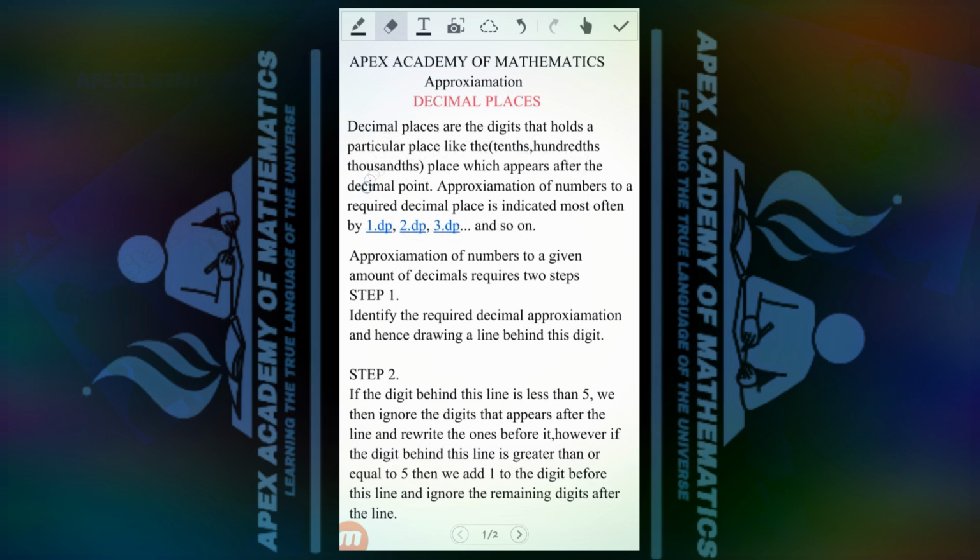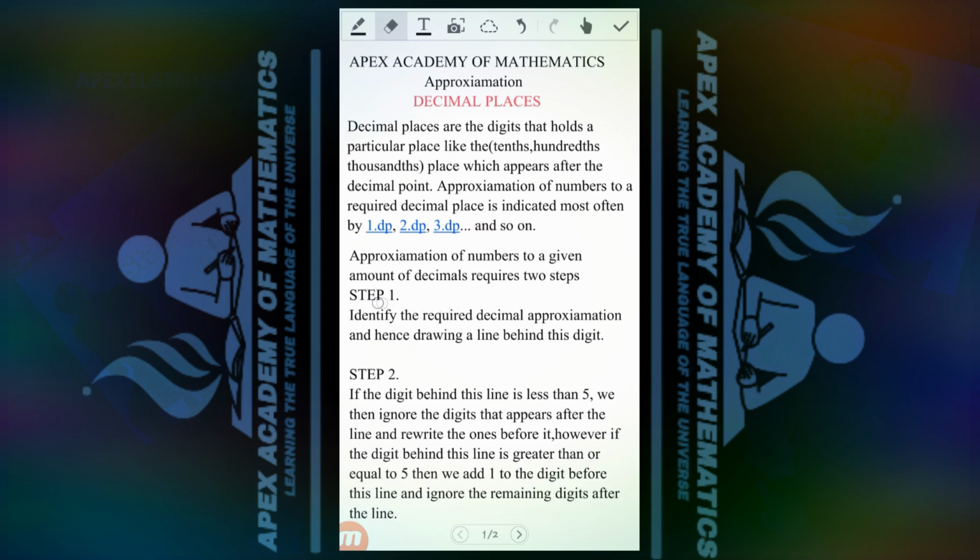All right, good. So let's jump into the steps of how to approximate a number to a given decimal place. Approximation of a number to a given amount of decimal places requires 2 very simple steps, like in my previous video on significant figures, and do check that out. The rules for approximation for significant figures is almost, if not, the same steps as rounding off or approximating a number to a certain given number of decimal places. So it is the same steps.